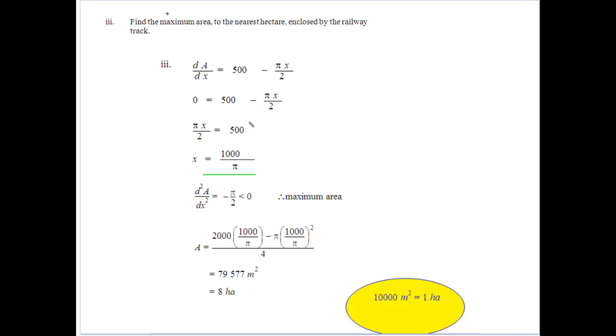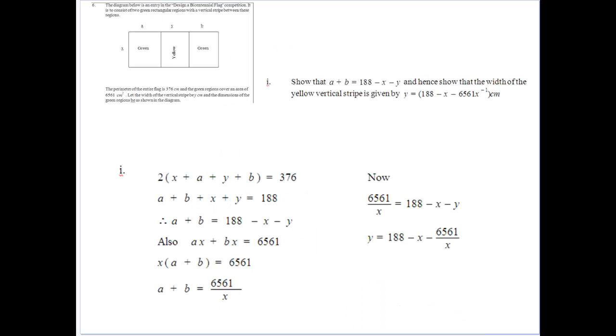We get our second derivative, so we differentiate this expression. We get minus pi on 2. Well, that's always negative, so it must be a maximum. Put the 1,000 on pi into our expression for the area, and it gives us 79,577 meters squared, which, if we've got the idea that 10,000 meters squared is 1 hectare, works out to be about 8 hectares. So it says miniature railway, it's still pretty big.